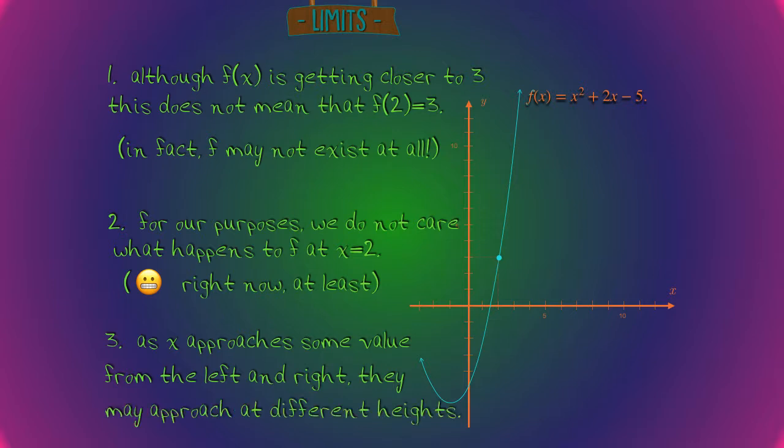And lastly, as x approaches some value from the left and the right, x equals 2 maybe, we might get a different height. And that's not a good thing. That would mean the limit doesn't exist.